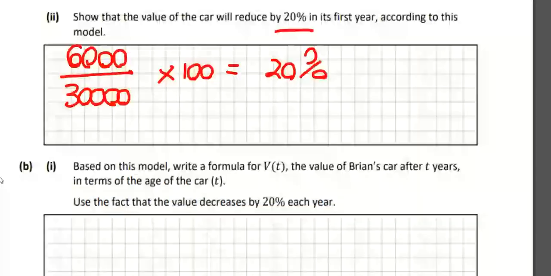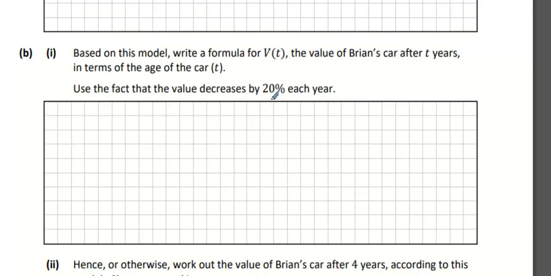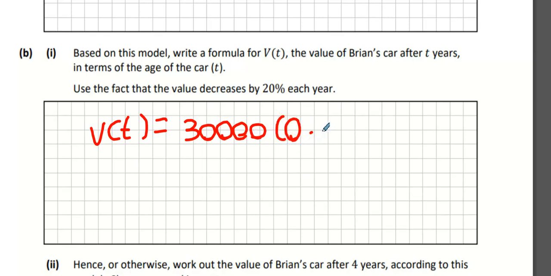Based on this model, write a formula for the value of Brian's car after t years. What happens every year? You lose 20%, but you retain how much? 80%. So what you can do is 30,000 multiplied by 0.8 to the power of t.